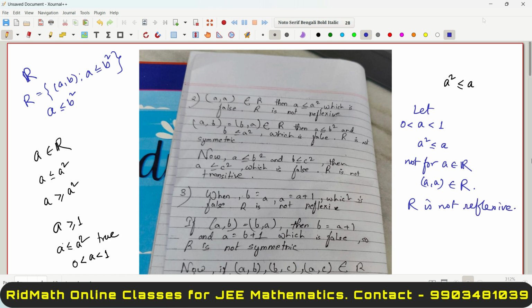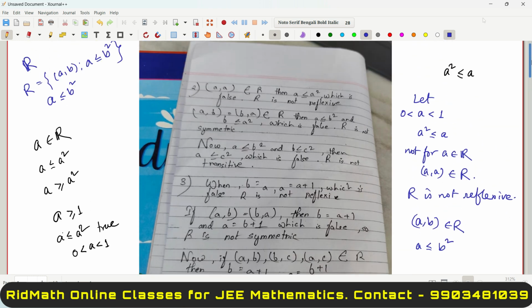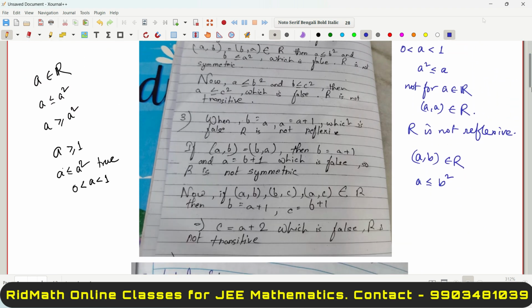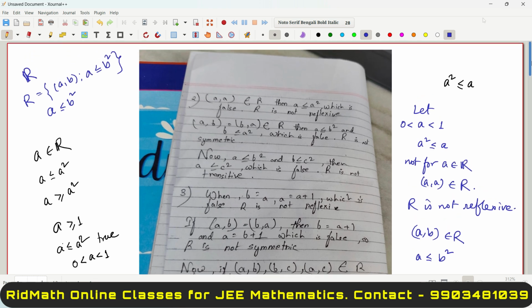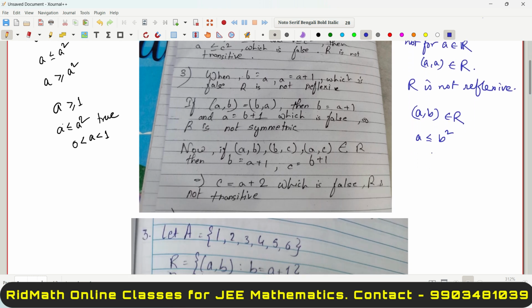Now for the symmetric part, you have to assume (a, b) belongs to R. That means a is less than or equal to b square. This was the definition, right? From here you cannot say that b is less than or equal to a square. You cannot say that. There are some examples like this, where a and b are real numbers, of course.